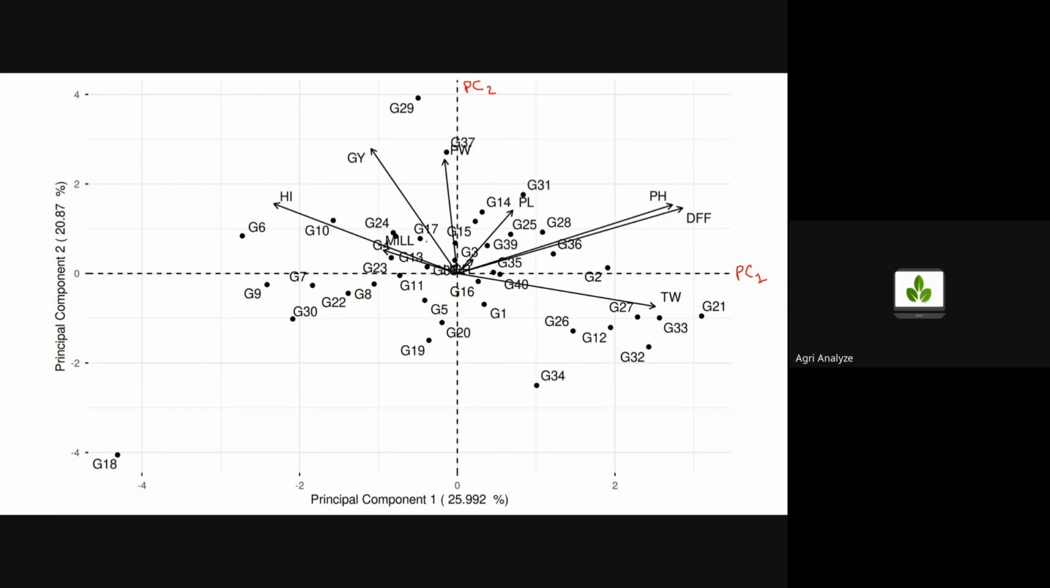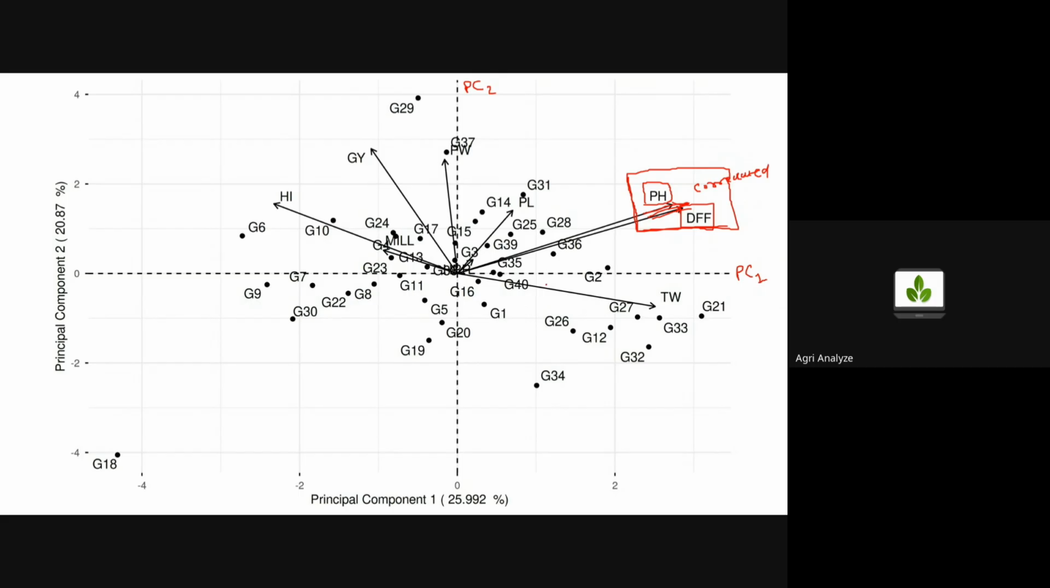Based on the direction of characters in the PC1 and PC2 graph, we see that plant height and days to 50% flowering are in the same direction. So these are correlated characters. This way we can find which variables are correlated with each other. Here plant height and days to 50% flowering are correlated with each other.